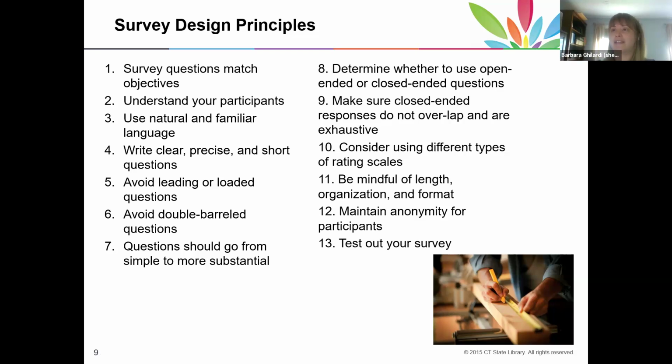Understanding your participants, using natural and familiar language, write clear, precise, and short questions, avoid leading or loaded questions, avoid double-barreled questions. Questions should go from simple to more substantial. Determine whether to use open-ended or closed-ended questions. Open-ended questions and closed-ended questions are a lot like qualitative and quantitative, so I'll talk about that. Make sure closed-ended responses do not overlap and are exhaustive. Consider using different types of rating scales. We'll talk about what rating scales are.